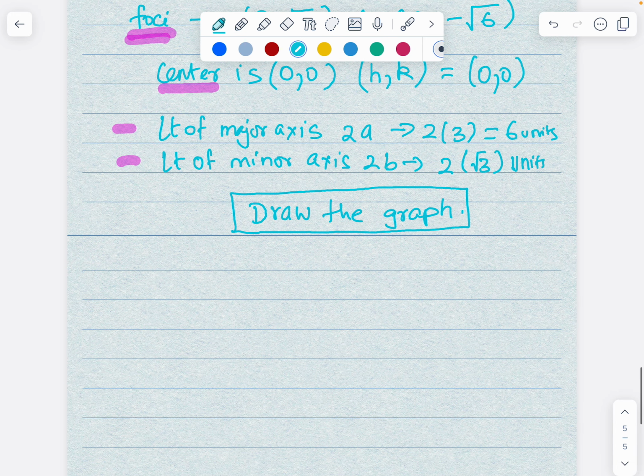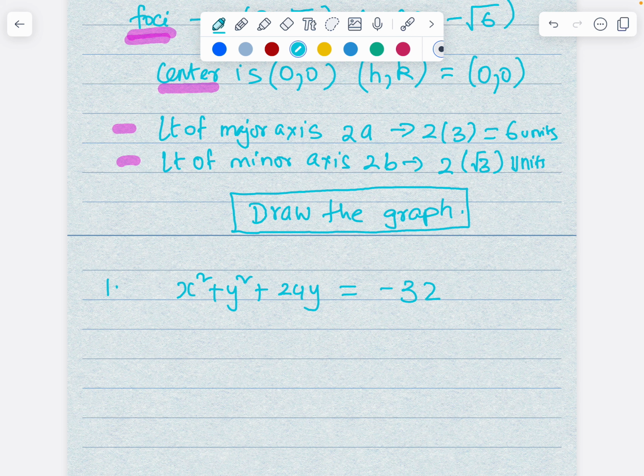Now, the last kind of problem that you'll be given is very similar to this, but you have to actually get it into the standard form, and it requires a little more work. An example would be like this: x square plus 4y square plus 24y is equal to minus 32. So we did the completing of squares even with circle. You're going to have to do the same thing here.